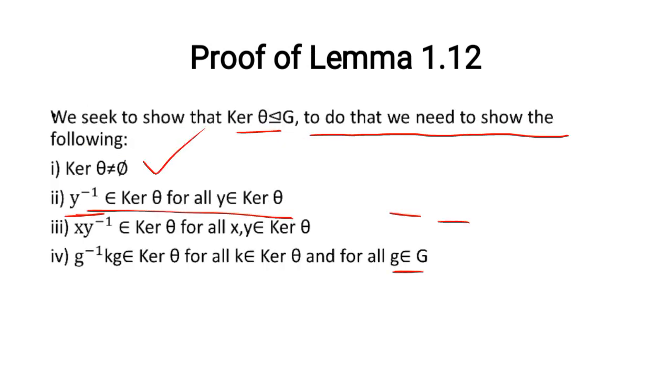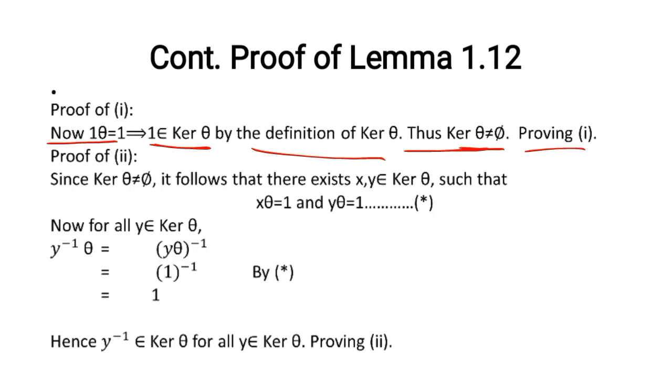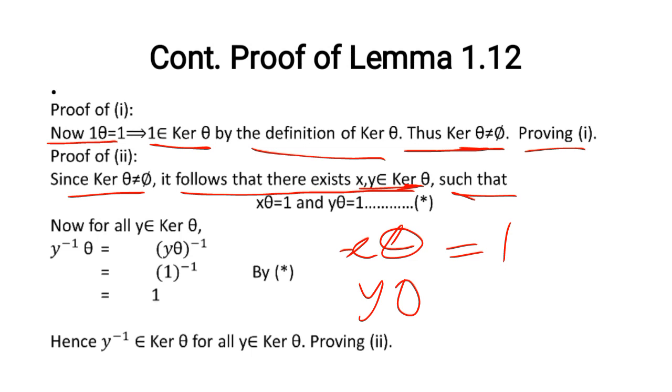We just need to prove the remaining ones. Now that it's not empty, I'm free to pick any 2 elements of my choice. So since it's not empty, it follows that there exist x and y in the kernel of theta. So we pick 2 elements. If x and y are in the kernel of theta, what does theta do? It takes any such element to 1. So if I take x, it will take it to 1, right? What of y? Definitely it will take y to 1 because they both lie in the kernel of theta. So that's how I was able to write my next line here.